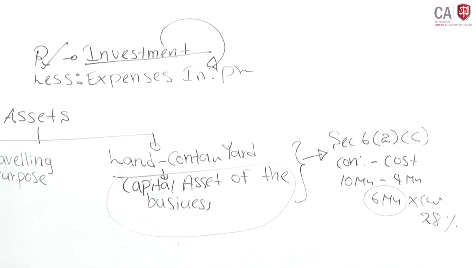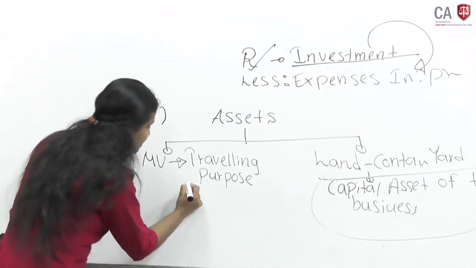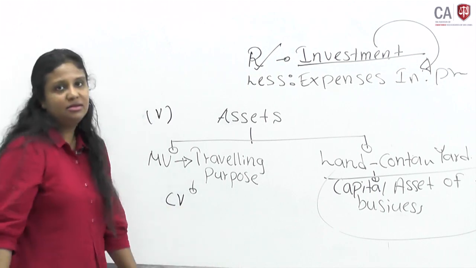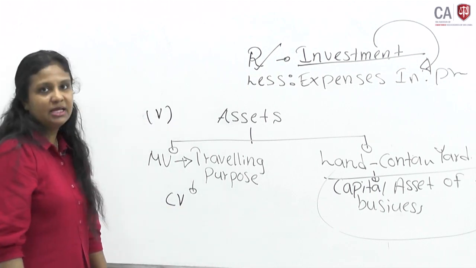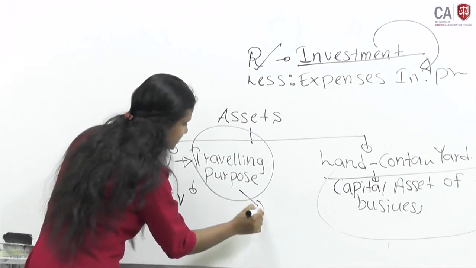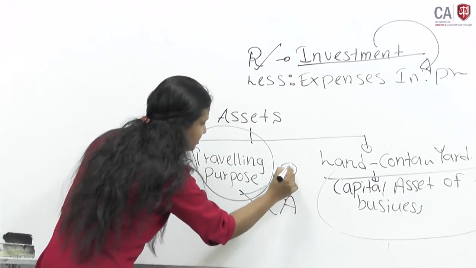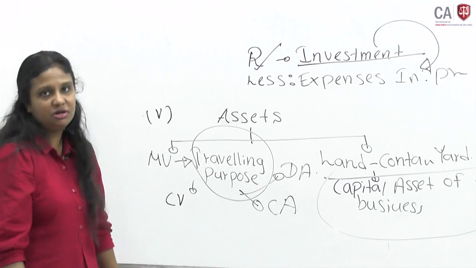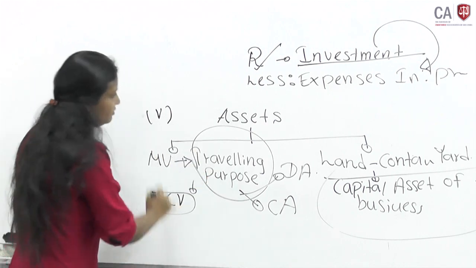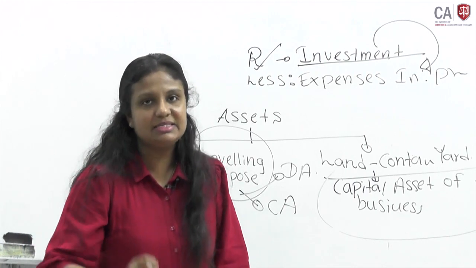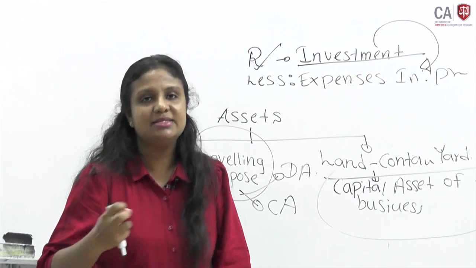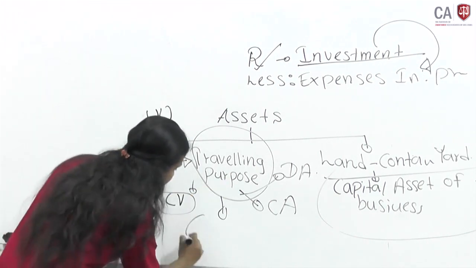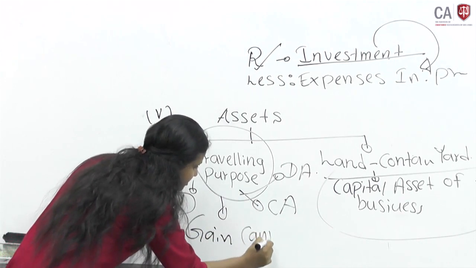Then the traveling purpose motor vehicle. Remember, this is not a commercial vehicle. Then this is not eligible for capital allowances, or in the earlier Act, depreciation allowances. For tax purposes, we have not taken any benefit out of this, and the traveling purpose motor vehicle is neither a capital asset of the business nor a depreciable asset. Therefore, can we tax the gain? This is out of scope. The gain cannot be taxed, not taxable.